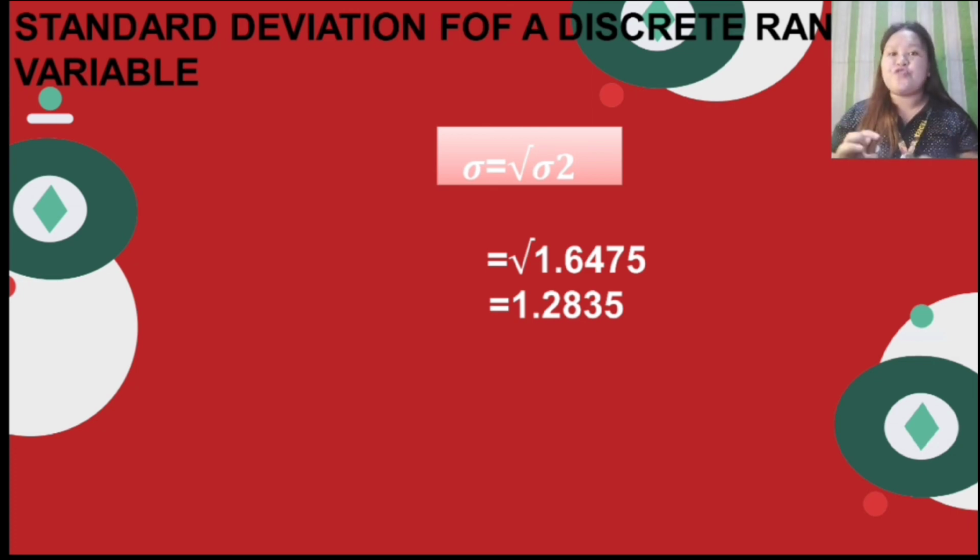Standard deviation for discrete random variables. After the computation of the variance, we proceed to the standard deviation. We have the formula here: sigma equals the square root of 1.6475, which equals 1.2835. So the square root of our variance is 1.2835, which is our standard deviation.